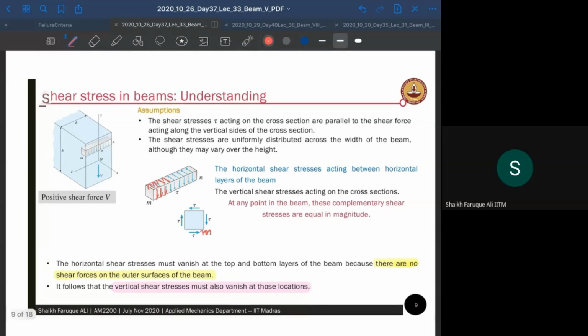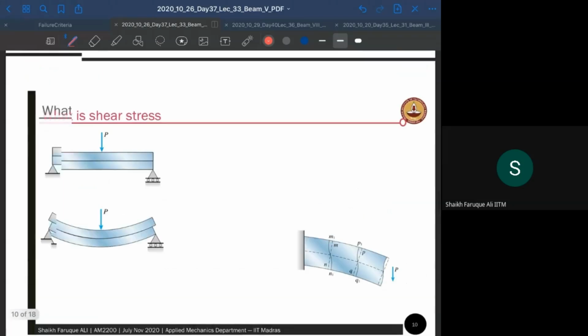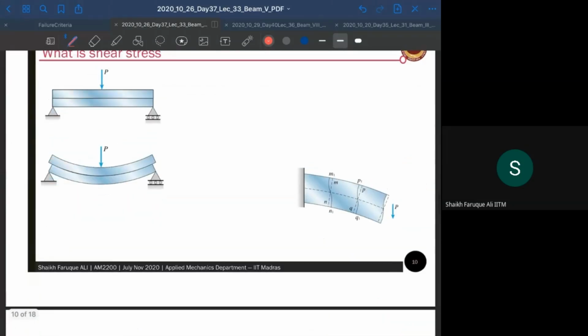Now, how do you calculate that? This is what I showed last class through the T section or I section. Now, let's say I have a section made up of many such layers of beams.